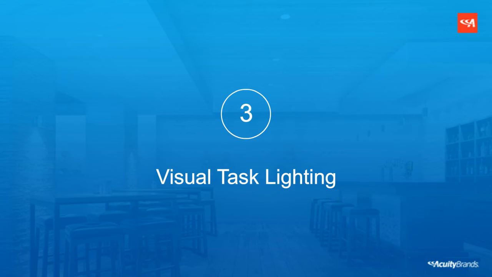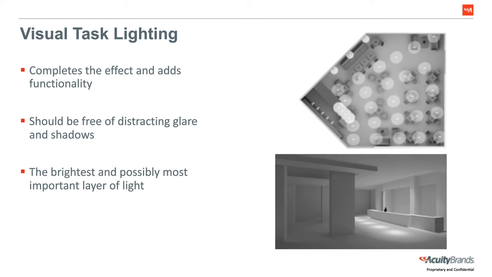Last but not least is visual task lighting. This is possibly the most important layer of light. Task lighting is lighting which is focused on a specific area to make the completion of visual tasks easier. It is differentiated from area and mood lighting, which are designed simply to illuminate various regions of a space, sometimes creating specific desired effects. There are a number of forms of this type of lighting.